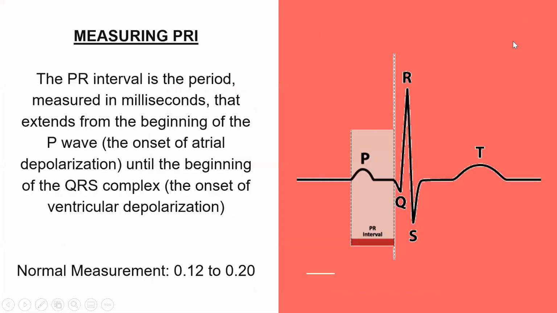Okay. So how do we measure a PR interval? Hopefully you remember this from the past, that it's a lot easier to start measuring a PR interval on a dark line. It just makes your life easier. Again, it represents the time it takes for atrial depolarization to happen and for the message to move through the AV node. And again, normal is 0.12 to 0.20, which you can see here at the bottom.